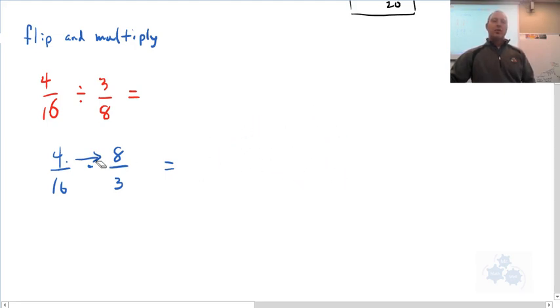So again, you want to flip and multiply. The first step is to flip the second one only, not both of them. You flip the second fraction and then you can divide out common factors. So this 4 over 16 could reduce, but also look at this 8 and 16, and you could start kind of working like this.